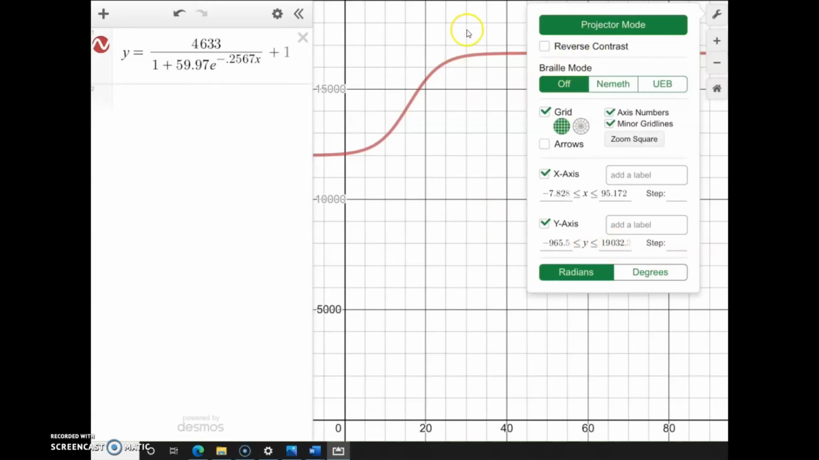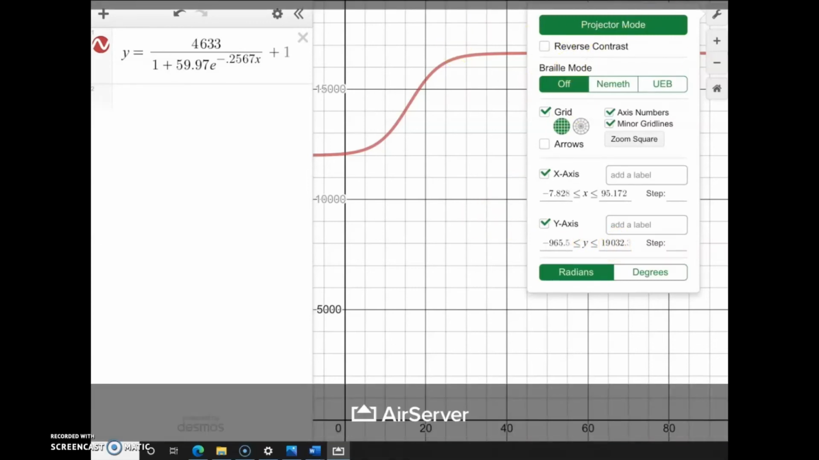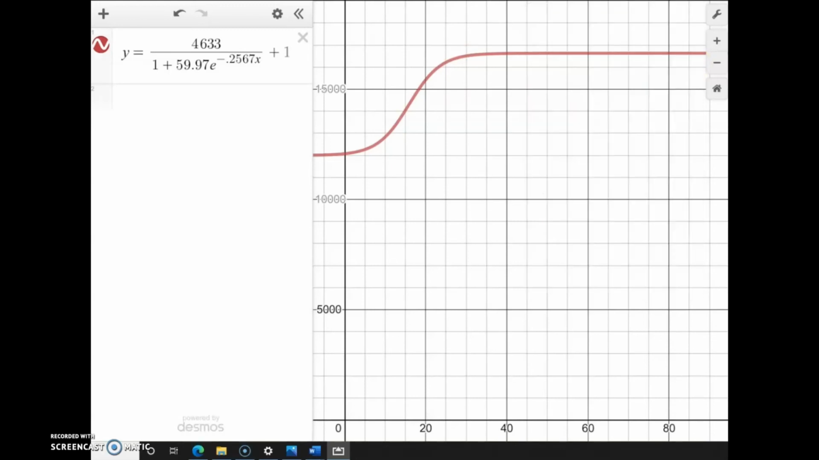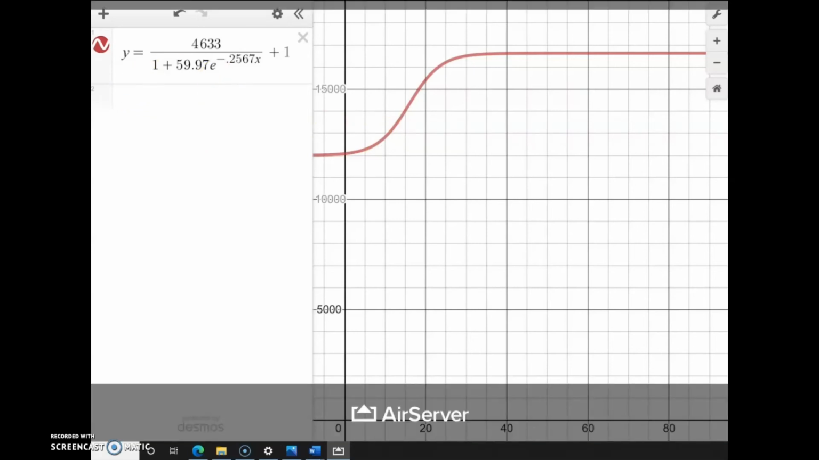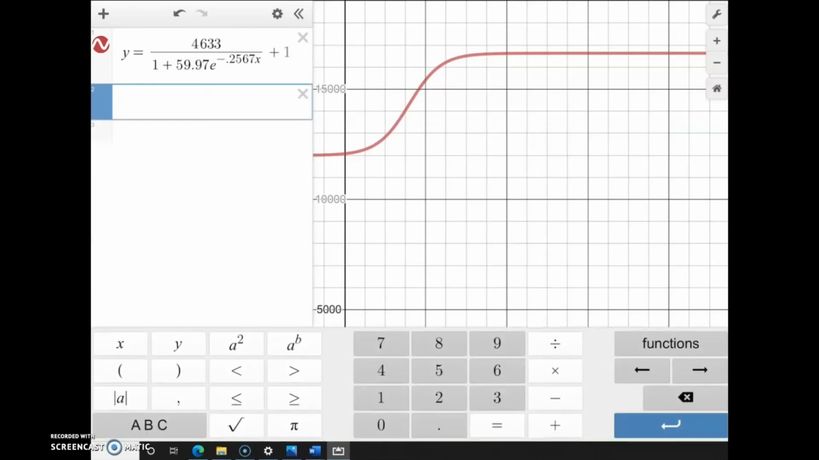So just know that this tools icon can help you scale things on your picture. Okay, anyway, if I have this graph and I want to know what's my output when my input is 18, I can actually put in a vertical line, x equals 18.